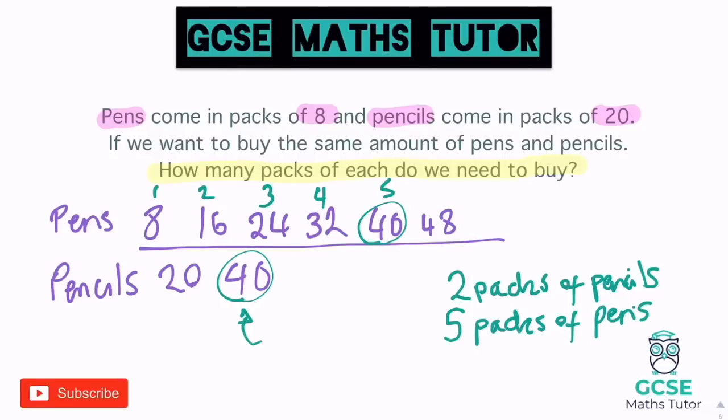So what we could actually do is double both of them. We could buy 4 packs of pencils and 10 packs of pens. And that would still give us the same amount for both. So we're just going to find the smallest one because it doesn't say, but we could have actually kept on going. It'd be a bit silly for us to keep going when we've already found one that gives us the same amount, but there we go.